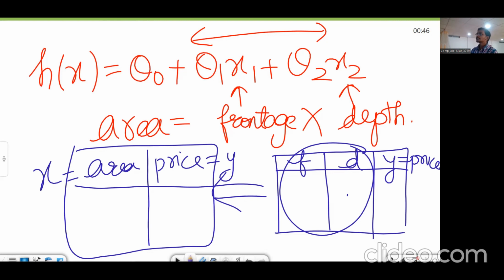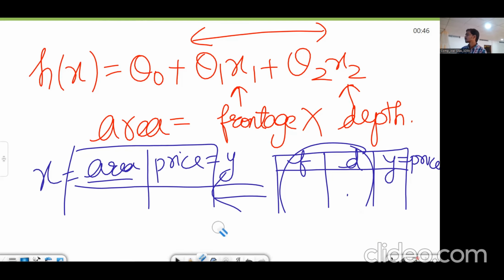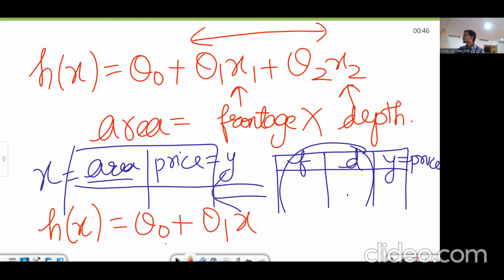So we are combining two features into a single feature using the area is equal to frontage into depth formula. And now what will the hypothesis become? Now the hypothesis will become h of x is equal to theta 0 plus theta 1 x, where x is nothing but area. So this is how you can reduce the number of features if you want to reduce the complexity of the program. So this was about multiple linear regression. We'll also execute a program and check our understanding.